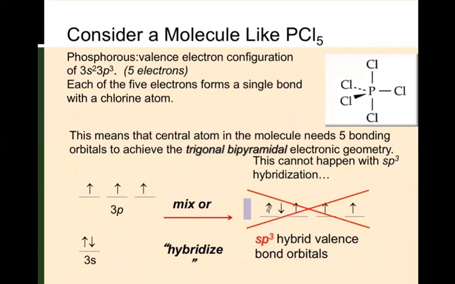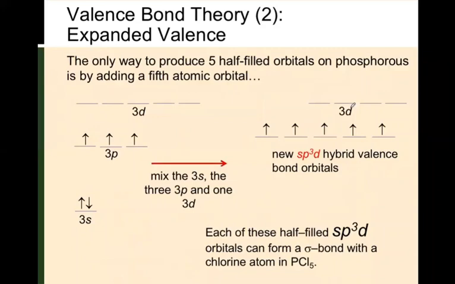But of course, if we have 5 electrons, that means we would fill one of them completely, which means we'd have a lone pair plus 3 potential electrons that could be shared in bonds. And so that would not give us this PCl5 molecule. So what happens is we can actually add in another orbital. Basically with hybridization, you can just keep adding orbitals until you've got enough around the central atom to accommodate all the bonds. So the only way to produce 5 half-filled orbitals on phosphorus is by adding a 5th atomic orbital, which means we need to get access to the 3d orbitals.